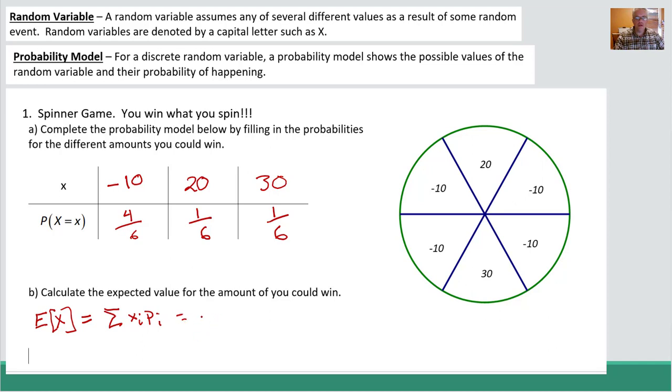So in this case, it would be negative 10. That's the first thing you could win, times its probability, 4/6, plus 20 times 1/6, plus 30 times its probability, 1/6. And if you do that, you're going to get a decimal, but you would find that on average, you would win $1.67 in the long run. That's kind of like the theoretical mean. You play this game a bunch of times, and in theory, this is the average of what you would get, $1.67. Now, that's good news because you're winning. If it were negative, that would be bad news.